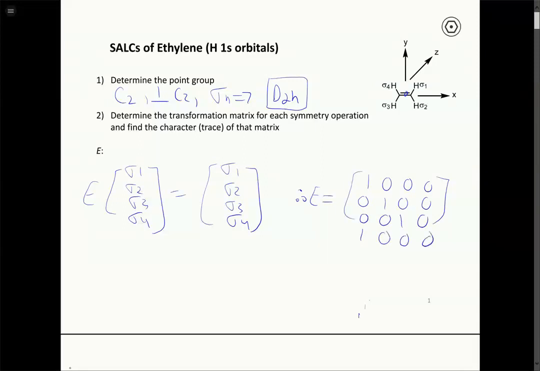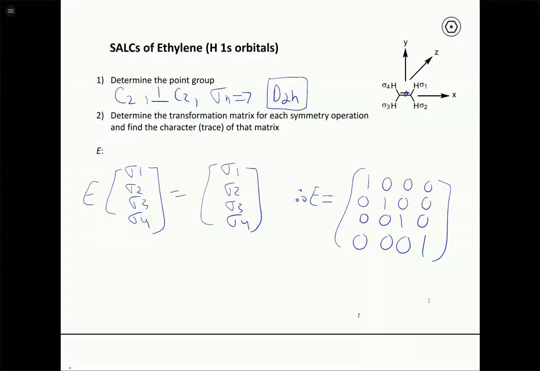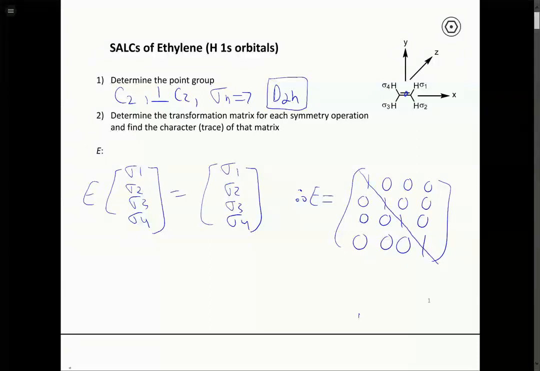Write the numbers before the brackets, so the brackets should cover the whole thing. Alright, so this is our E matrix, and I already messed it up in the last row. There we go. Alright, so all ones should be along the diagonal, of course. So this is the identity matrix, and then if we want to determine the character for this, it's just the sum along that diagonal. So the character under the E operation is going to be 4.